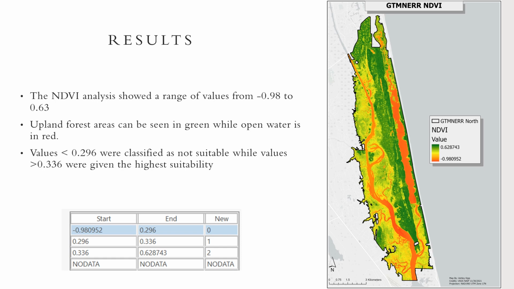So the values that I reclassified, you can see the table I used there. Less than 0.296 were classified as not suitable, while values that were greater than 0.336 were given the high suitability for input into the weighted sum.